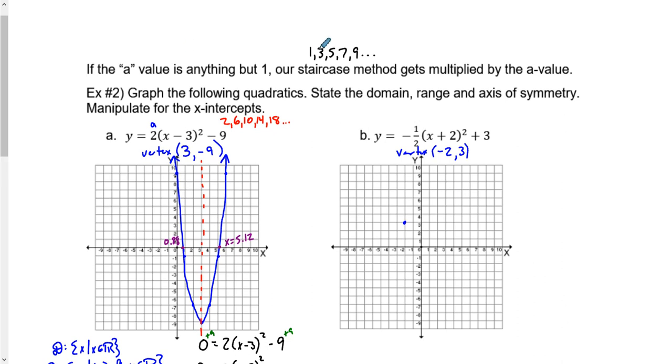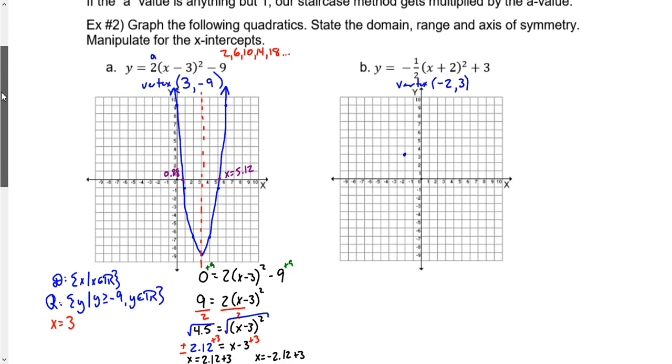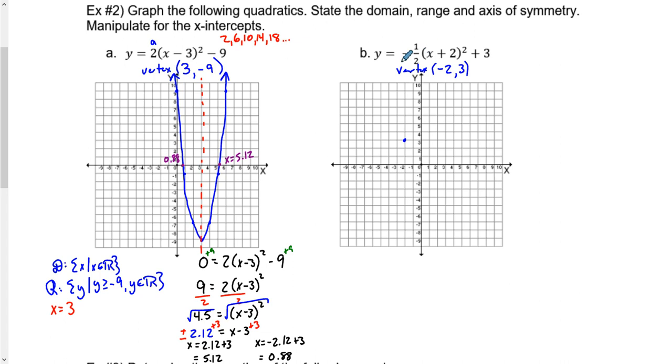Now, if we look at our staircase, 1, 3, 5, 7, 9, well, it's going to be multiplied by this 1/2. The negative just means it's going to be going down. So we wouldn't necessarily need to multiply it by the negative, but if you want to, you certainly can. 1 multiplied by 1/2 is 1/2, or 0.5. 3 multiplied by 1/2 would be 3/2, or 1.5. 5/2, or 2.5, and continue on. 7/2, 9/2, or 3.5, or 4.5.